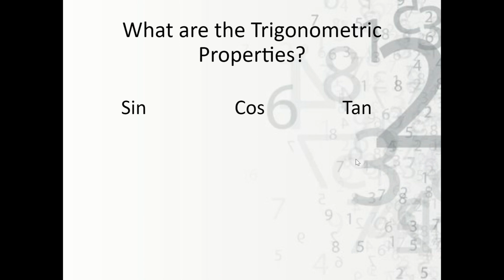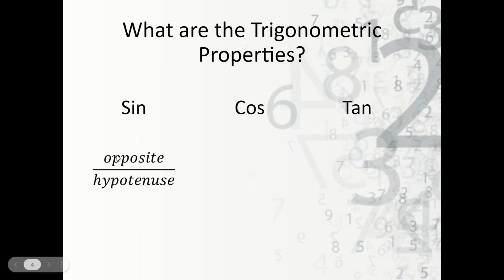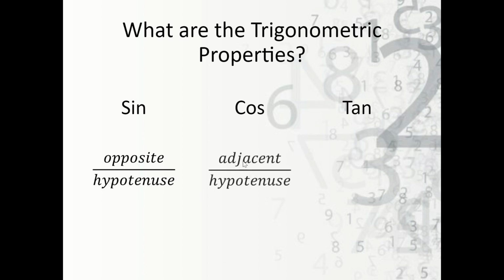Now, what are the trigonometric properties? The first one we call sine. And sine is the opposite side over the hypotenuse. So it's a ratio of the side lengths, with the opposite side being on top and the hypotenuse length being on bottom. Now, cosine is adjacent over hypotenuse. So we have our near side, and we take that length over the length of the hypotenuse. Now, tangent is opposite over adjacent. So it's the length of the opposite side over the length of the adjacent side.